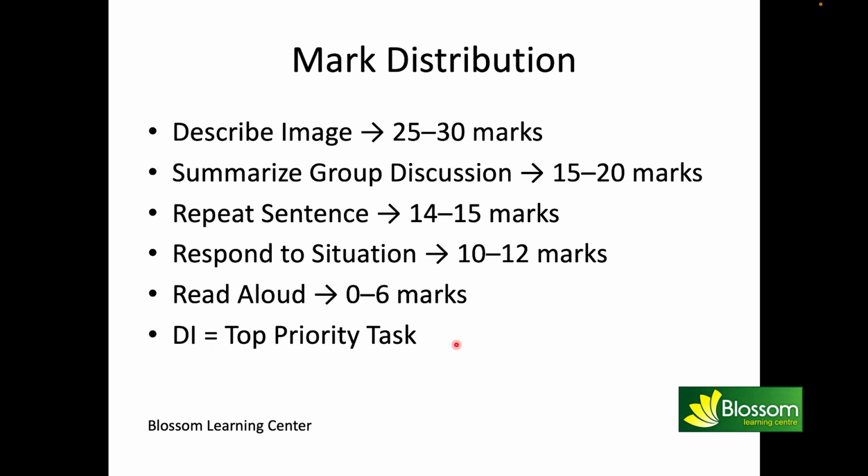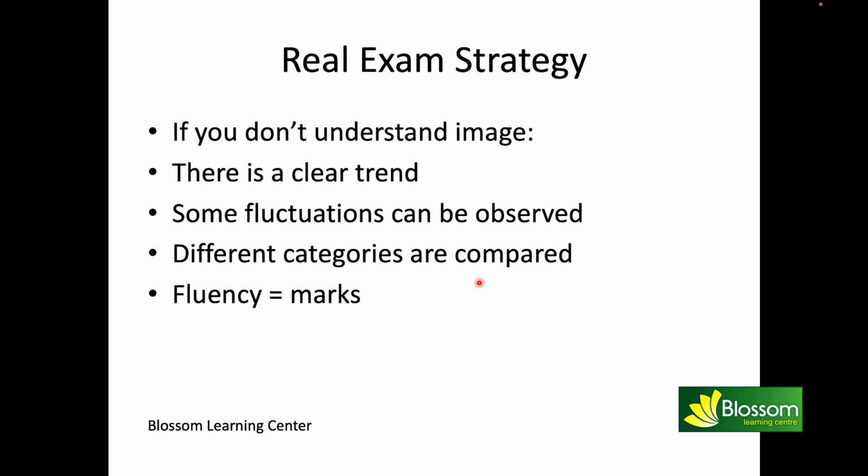So Describe Image is the top priority. Just see that: the first one is Describe Image, then SGD, then Repeat Sentence, Respond to a Situation, and Read Aloud is the last one. So this is the real exam strategy. If you don't understand the image, say: there is a clear trend. Some fluctuations can be observed. Different categories are compared. Fluency is equal to marks. Just be clear and continue, and you'll get the marks on that.